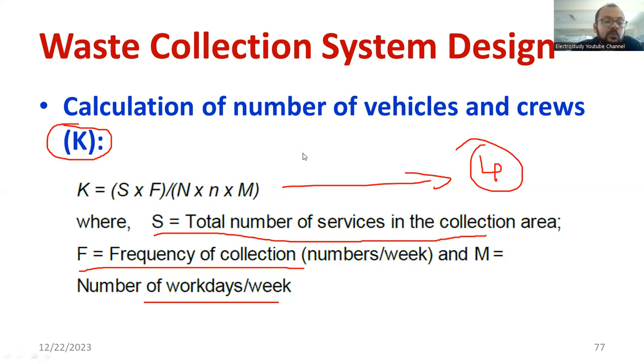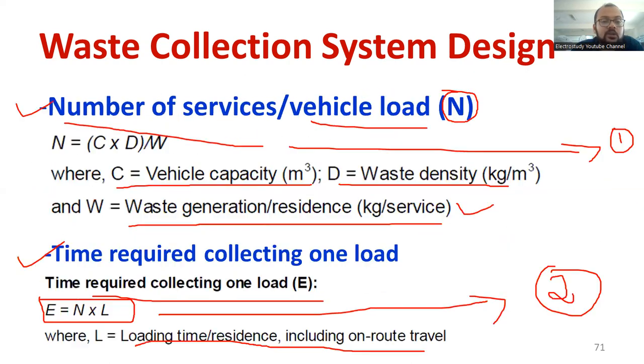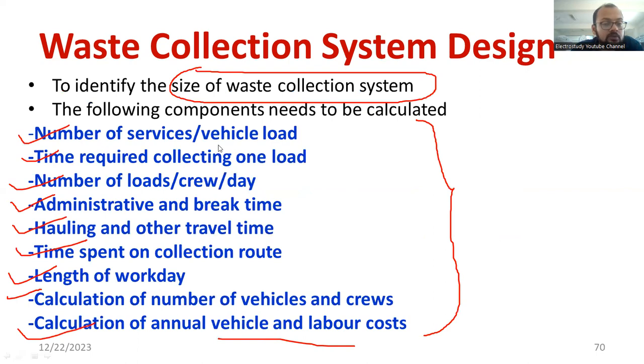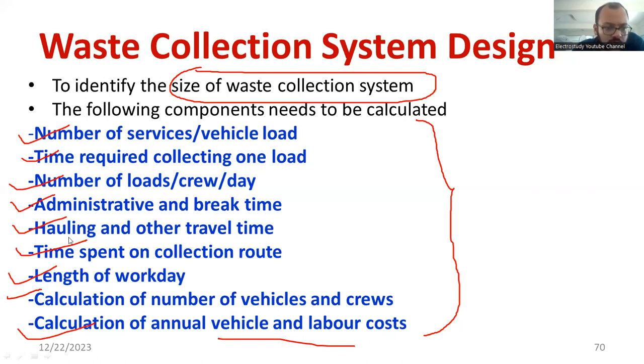In this session, we discussed the various parameters related to waste collection system design. We computed the number of services per vehicle load, the time required for collecting one load, and the number of loads per crew per day. Then administrative and break time, hauling and other traveling time, time spent on collection route, length of workday, calculation of number of vehicles and crews, and calculation of annual vehicle and labor cost. You can go through these parameters, and those equations are also important. Kindly make use of this.